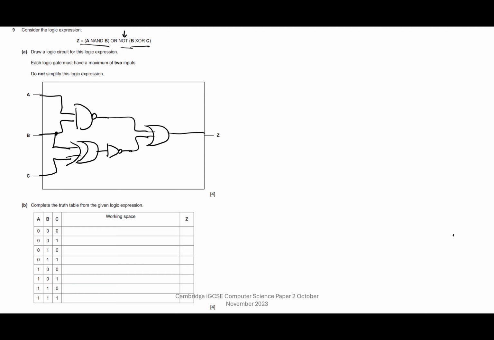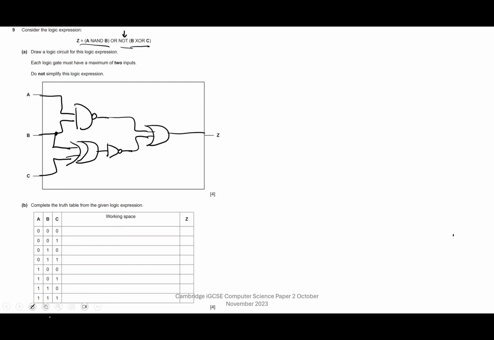Okay, question 9 part B, writing out the truth table. So a couple of approaches to this. One of the probably the easiest approaches is if you're confident in drawing out your logic circuit and you think that's pretty accurate, use that to help you draw the truth table or write out the truth table.